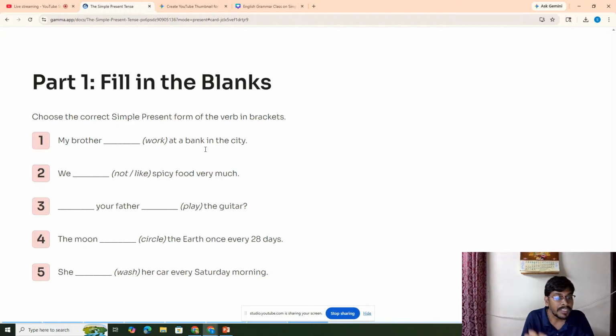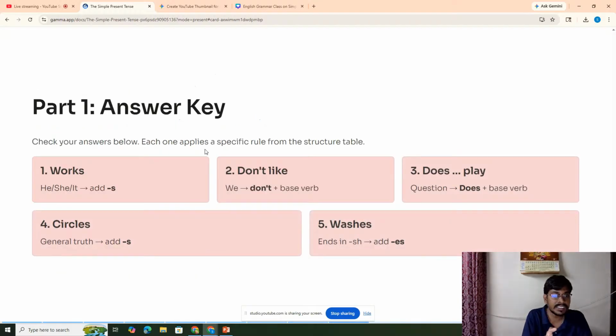The moon dash the earth once every 28 days. The verb is circle here. The moon circles the earth once every 28 days. She washes her car every Saturday morning. It's not 'she wash', it's 'she washes'. She washes her car every Saturday morning. So this is the right answer. He works. They don't like. Does, and play, circle. So these are the correct answers.